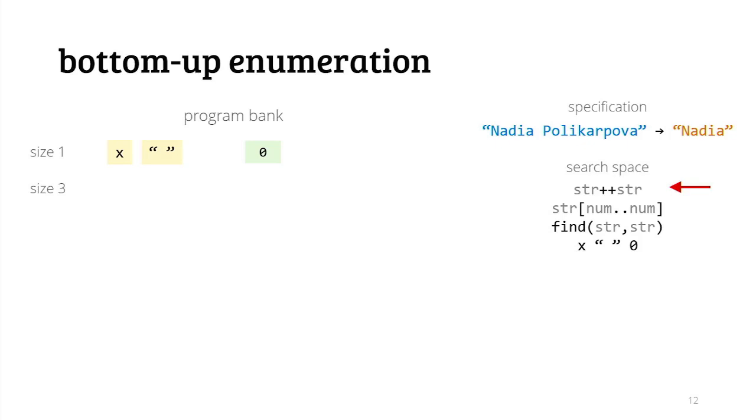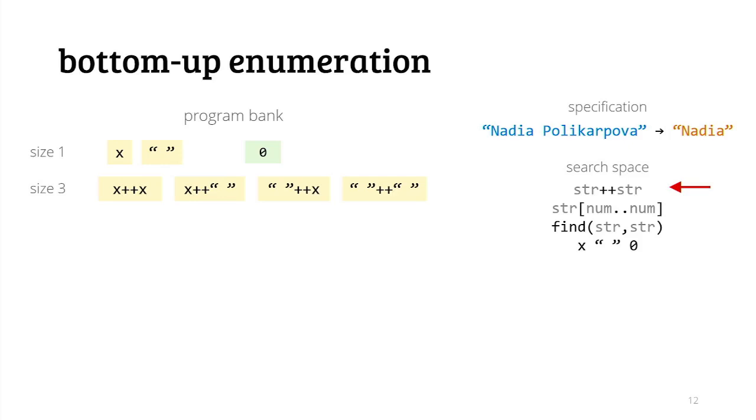So for example, we pick concatenation first, right? And so concatenation, the operator itself already takes up 1 unit of size. So we have 2 units of size left to distribute between the 2 children of this concatenation. So we can use all combinations of string programs from the bank of size 1, right? Because we need size 2 in total. So for example, we would do concatenation of the 2 x's, then concatenation of x and space, and so on and so forth, right? We'll have 4 in total for this particular operation.